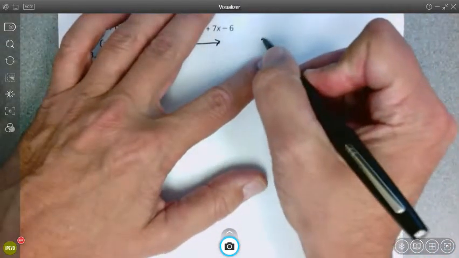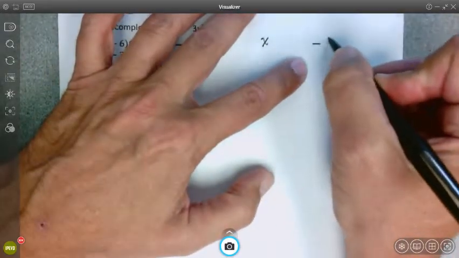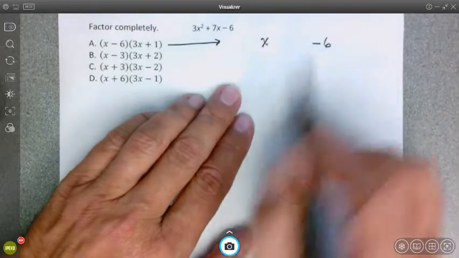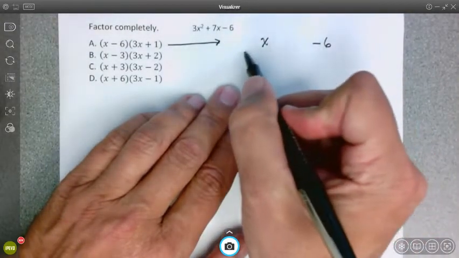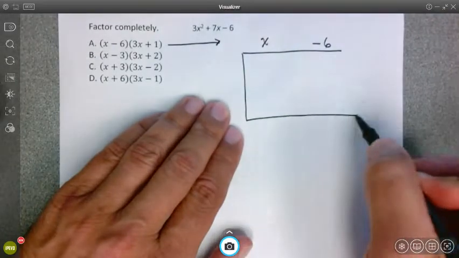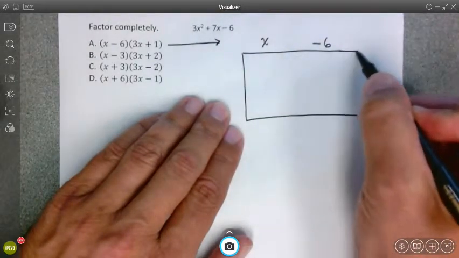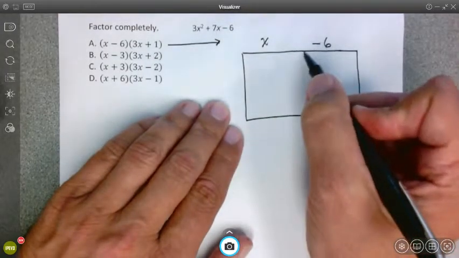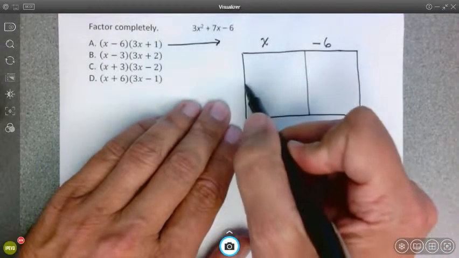So I can put the x along the top. Notice I'm separating out the subtraction by attaching the subtraction symbol to the 6 as though it was a negative sign. And then I'm drawing a grid for keeping track of the work that I'm going to do in multiplying x minus 6 times 3x plus 1.